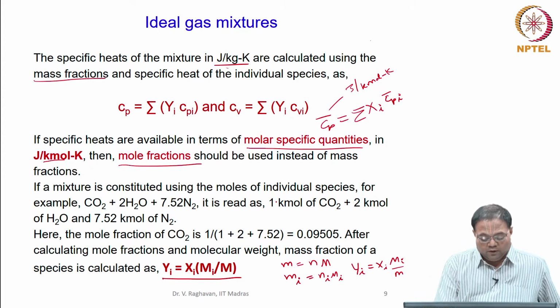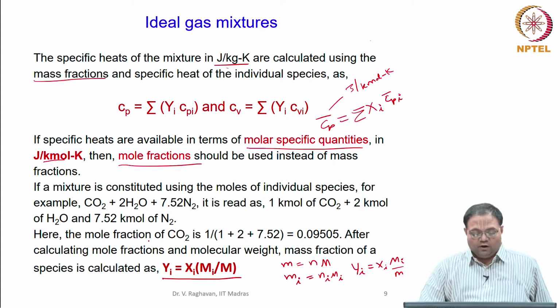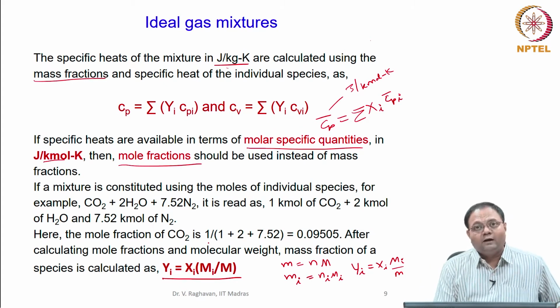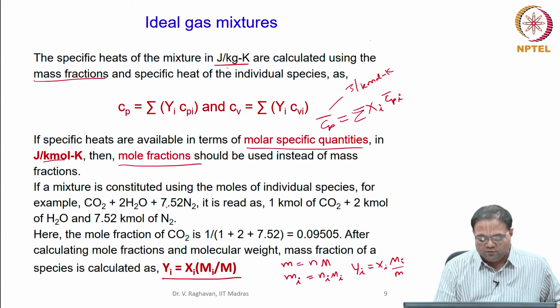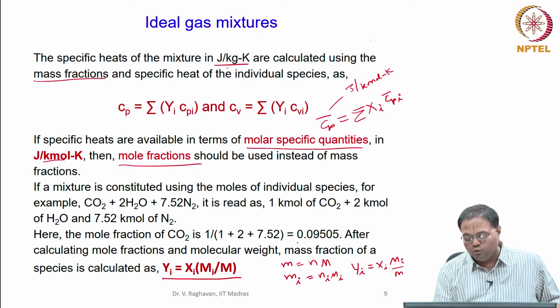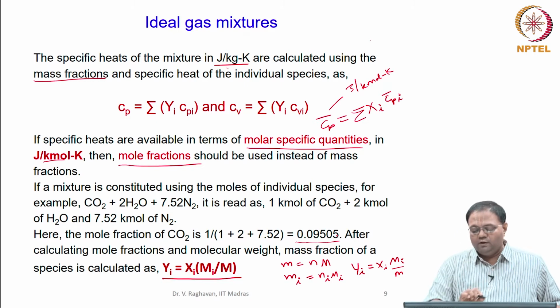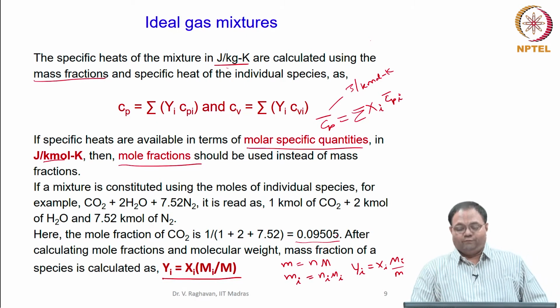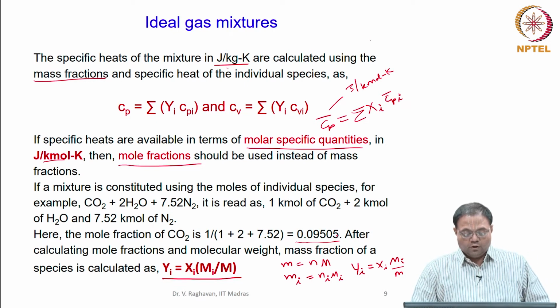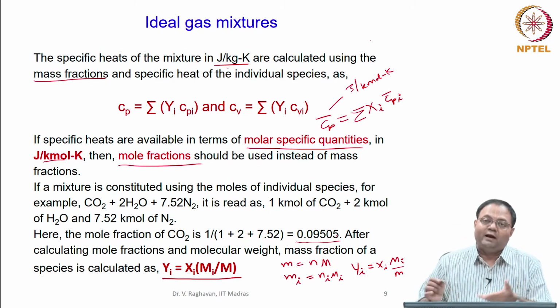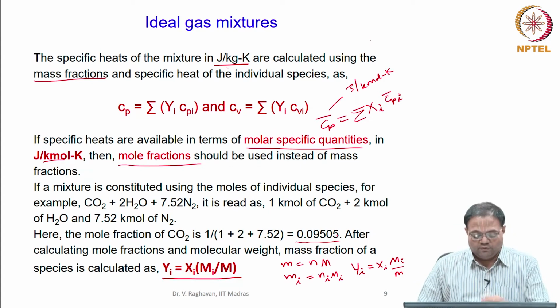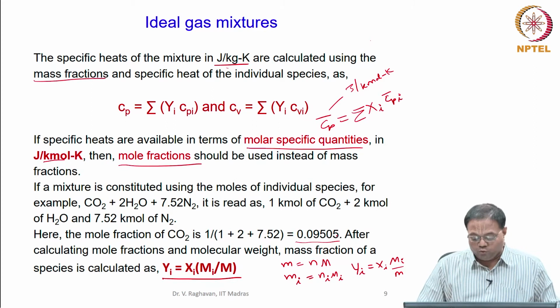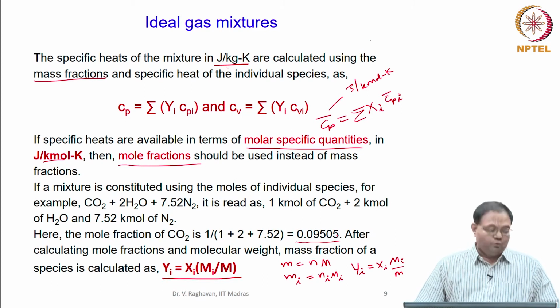Here the mole fraction of CO2 is calculated as follows: it has 1 mole and the total number of moles is 1 plus 2 plus 7.52. So 1 divided by 1 plus 2 plus 7.52, and the mole fraction of CO2 will be 0.09505. Nitrogen will have the highest mole fraction because its number of moles is 7.52 out of 1 plus 2 plus 7.52.